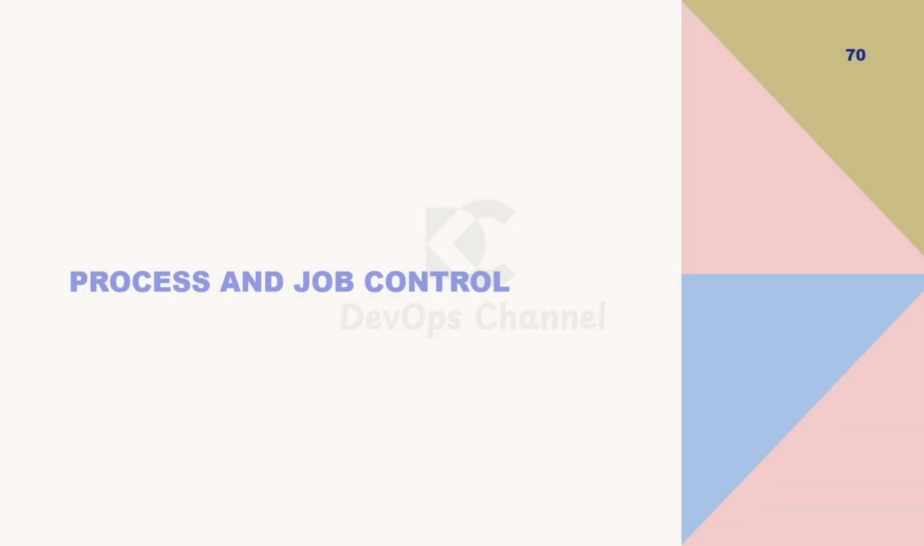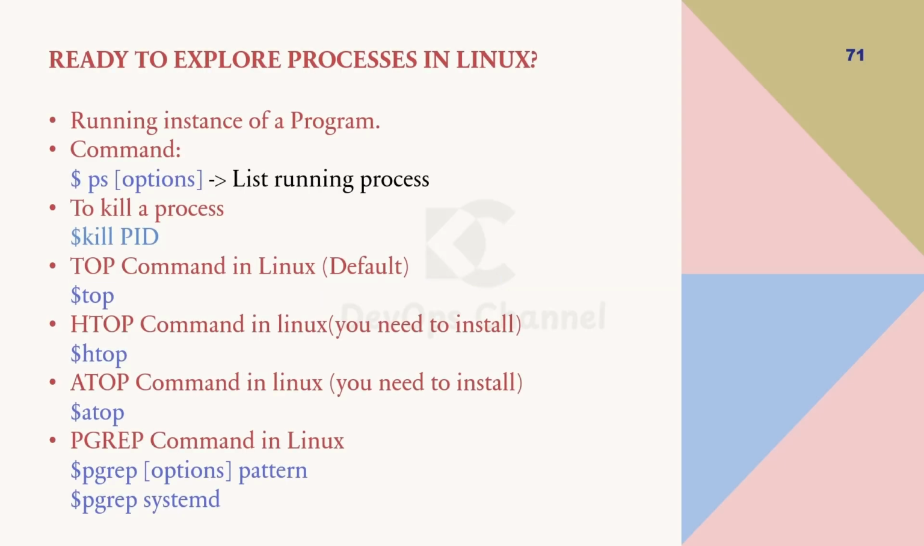Now let's move ahead with process and job control. You all know that Linux is a multitasking and multi-user system, right? It allows a particular user to run multiple processes simultaneously. A process is one of the important fundamental concepts in Linux OS. A process can be referred to as a running instance of any program. When you execute a program, it becomes a process. It might be dependent and it might be independent also.